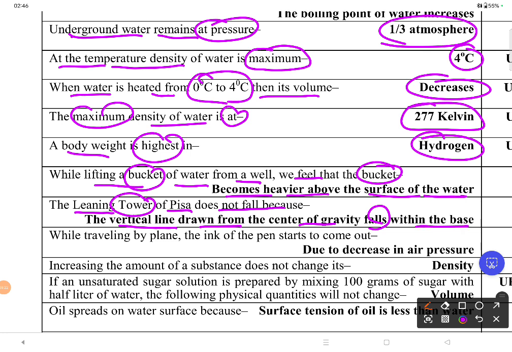falls within the base. While traveling by plane, the ink of the pen starts to come out due to decrease in air pressure. Increasing the amount of a substance does not change its density.